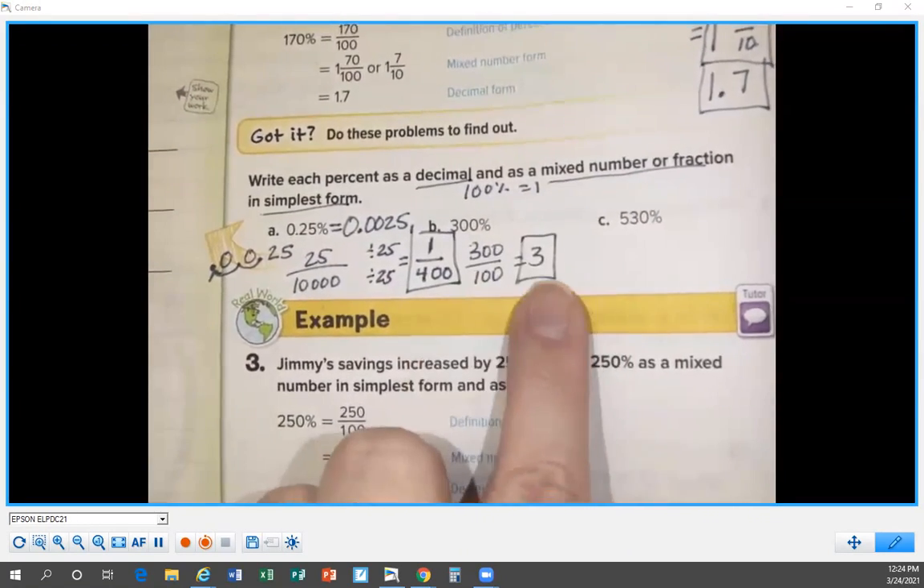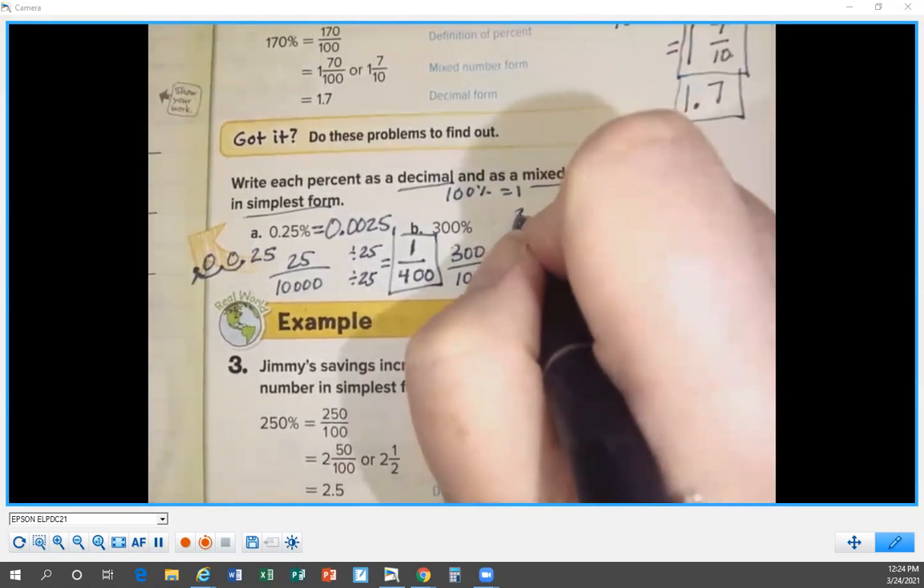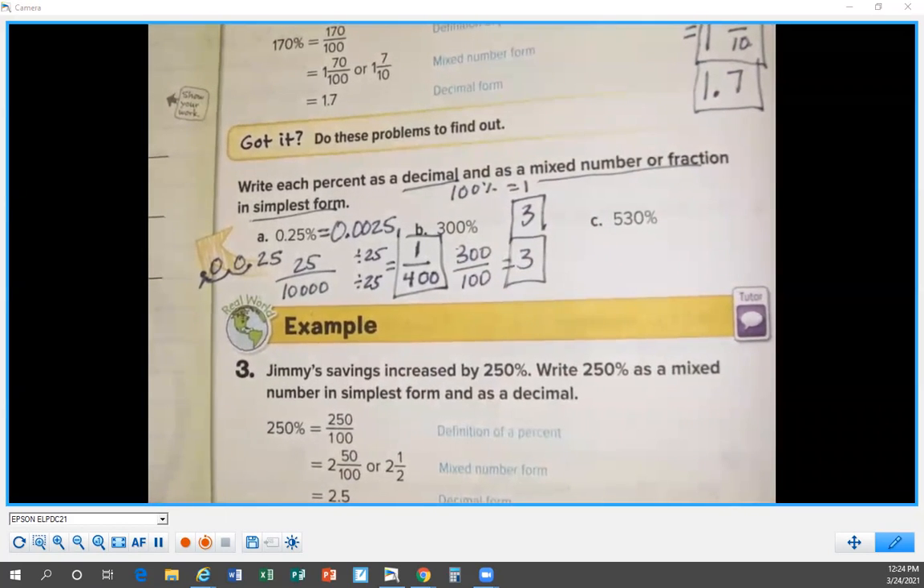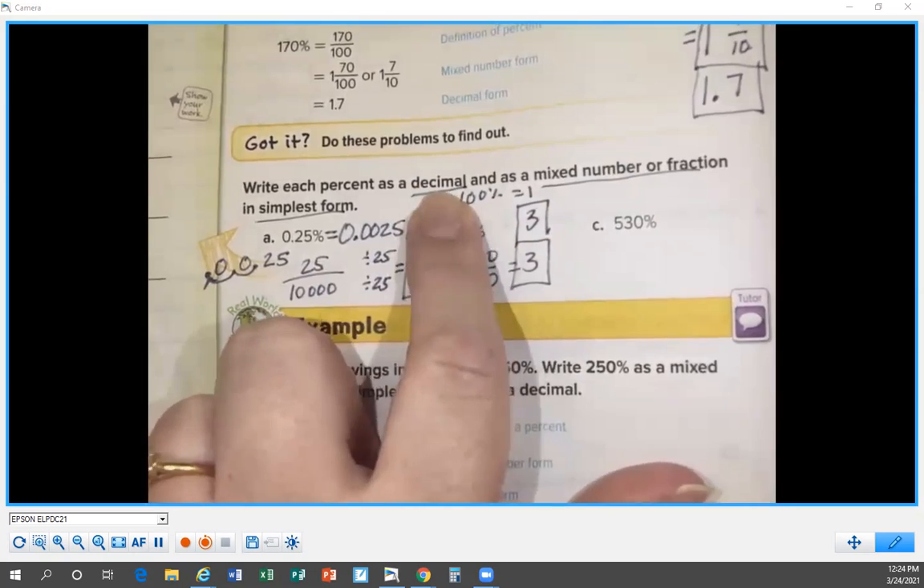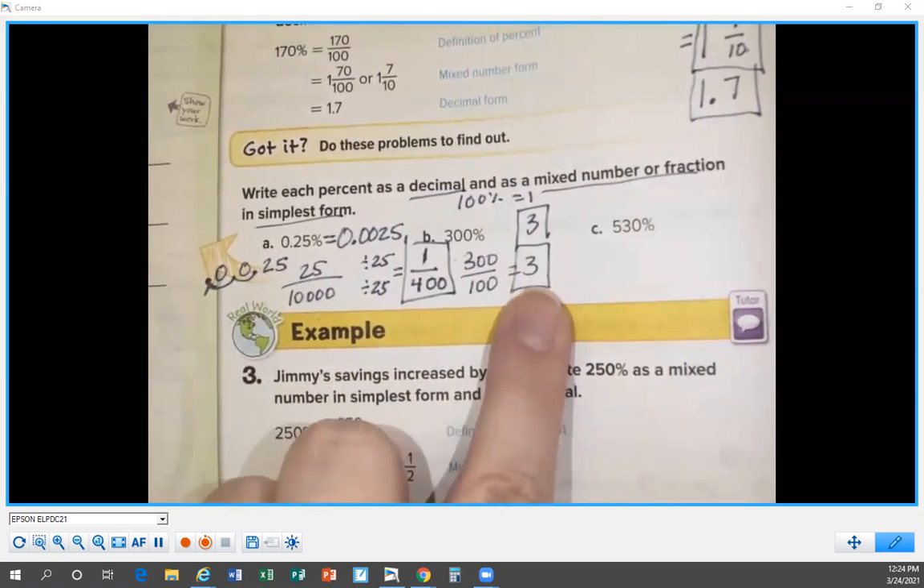And as a fraction in simplest form, guess what that is? It's also 3. You could write it as 3/1, but even more simplified than that, it's 3. So the decimal is just 3, or 3.0, and the fraction is also 3.